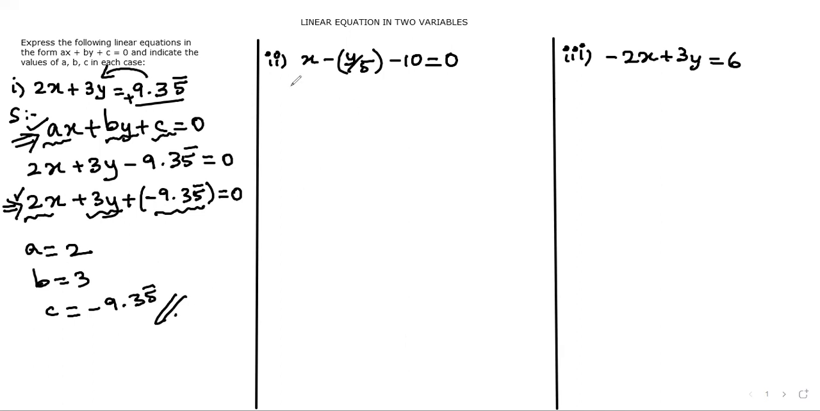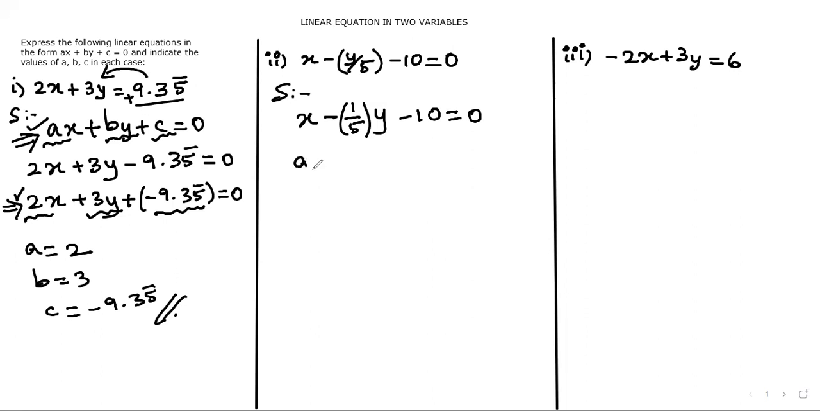So now let us go to the second question solution. Can you write it like this: x minus, and this y is inside the bracket. If I take y outside the parenthesis, what happens? The numerator won't have any value, so 1 over 5 will be there, into y, minus 10 equals 0. Like this you can frame it.